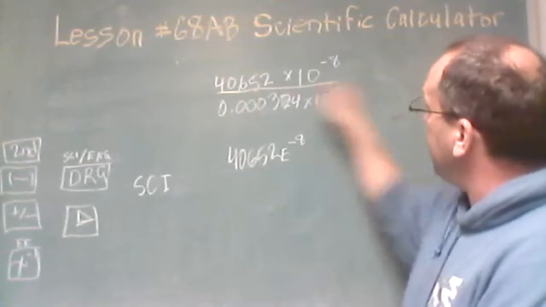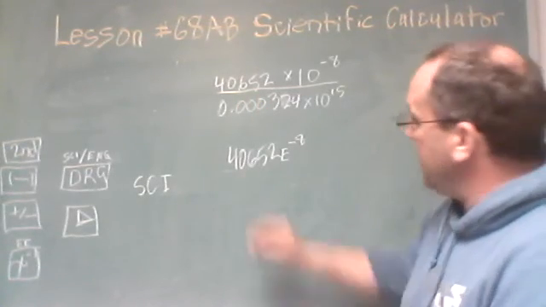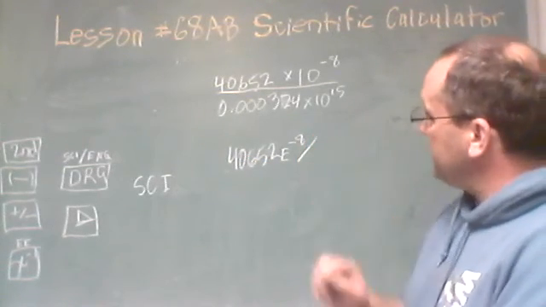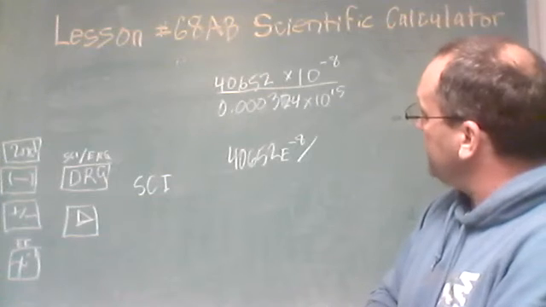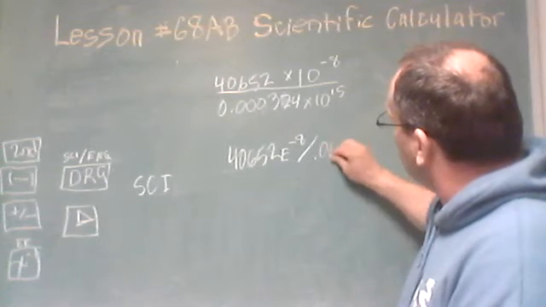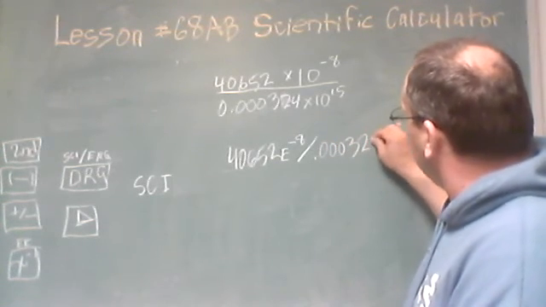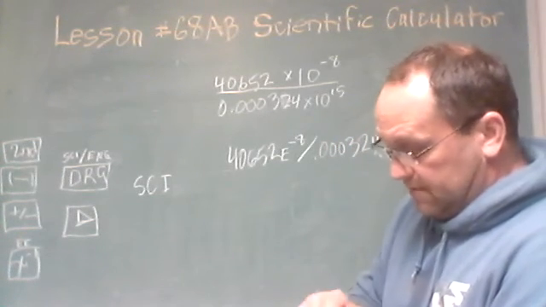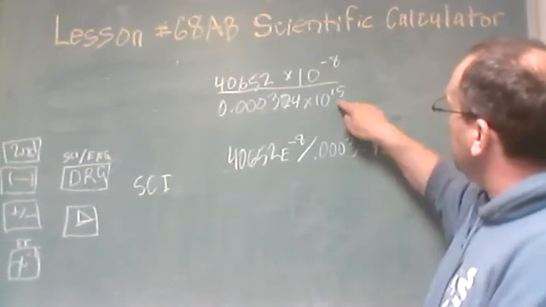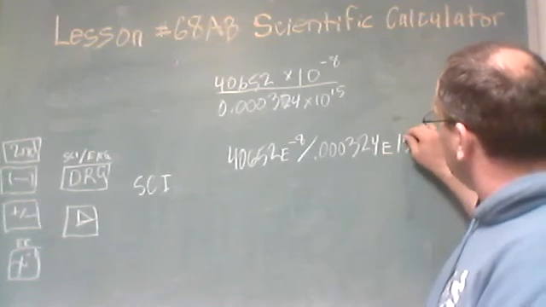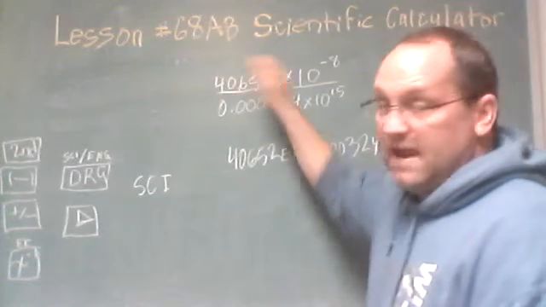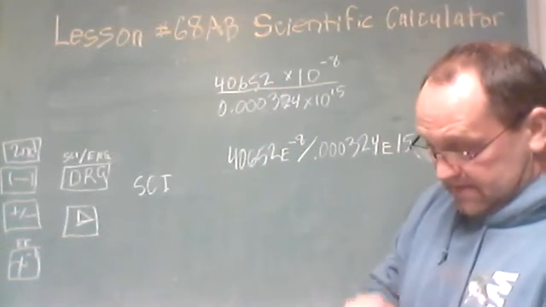I'm going to hit divided by, and on the screen it shows a slash. Then I'm going to put in that second number, 0.000324. Again, I'm going to go to the second button in exponential mode. It's going to give me an E. Then I'm going to put in that power, 15. Now I'm done with that number. I didn't have brackets, so I'm going to hit the equals.